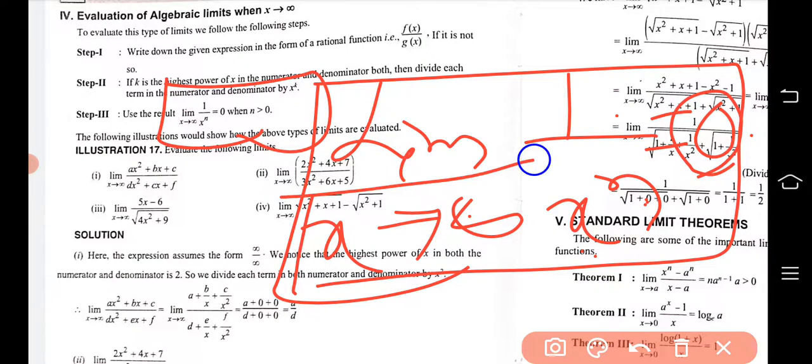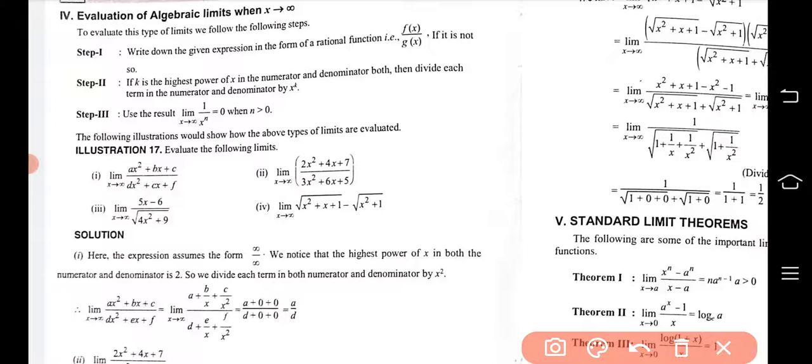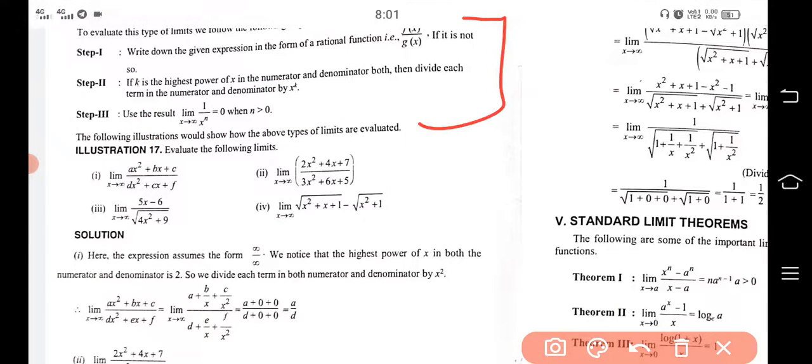If x tends to infinity, then the value of this function will be 0. Clear? But here you have to remember that n should be greater than 0. Okay? So we'll see how we are going to calculate in terms of this. So let's take an example.